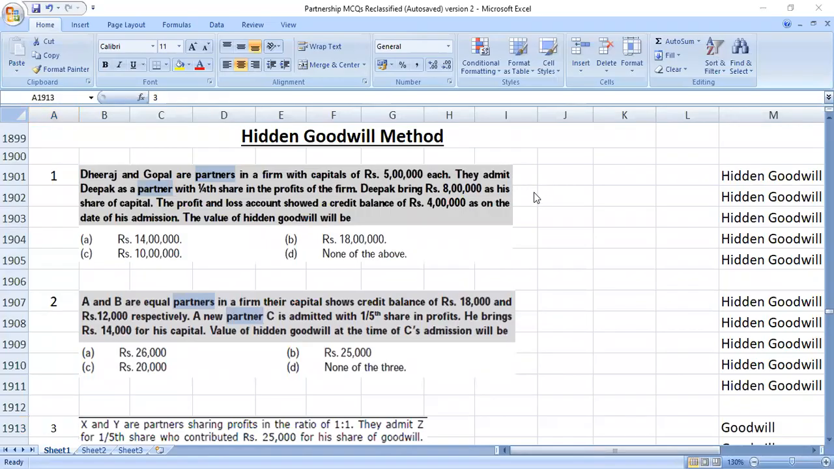Welcome back, people. So in this video, we'll be looking at hidden goodwill related problems. Dheeraj and Gopal are partners in a firm with capitals of 5 lakh each. They admit Deepak as a partner with 1/4 share in the profits of the firm. Deepak brings 8 lakh as a share of capital.